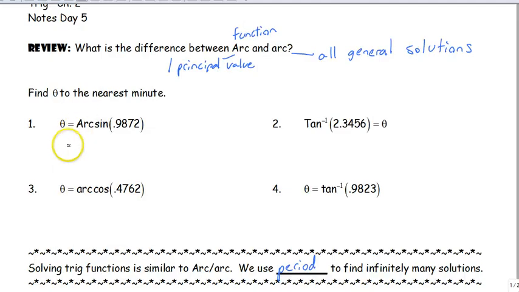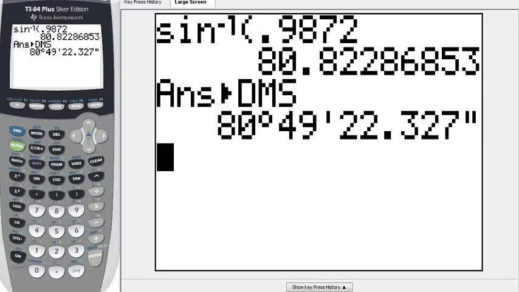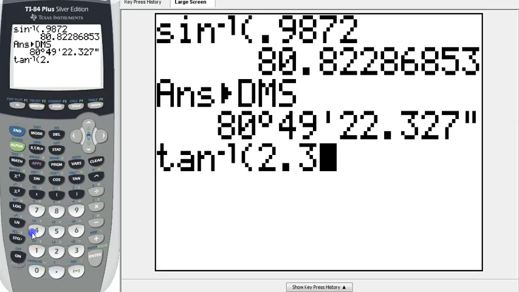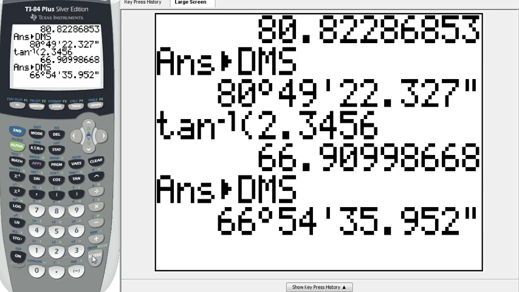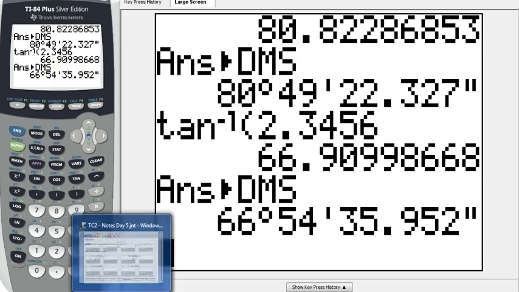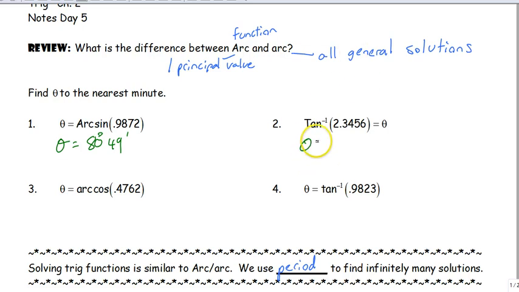And since it's big arc, 80 degrees, 49 minutes, I believe it was. Yep. Since it's big arc, then you're done. Okay. Big tangent, same thing. Just type it in. Second tangent of 2.3456. And then you do second angle 4, and you get 66.55. Remember, 35 rounds up to 55. So 66.55. Theta equals 66 degrees, 55 minutes.